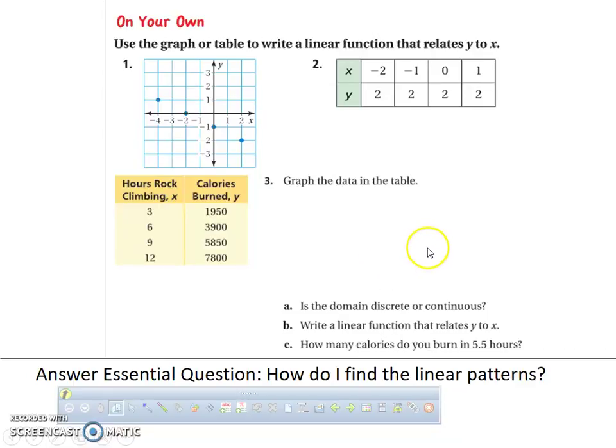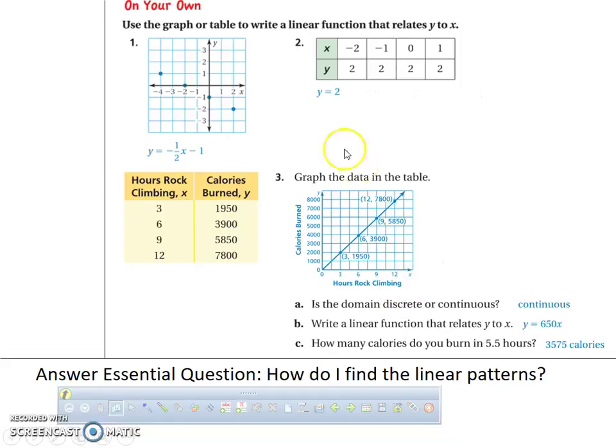All right, here we go. Y equals 2, the output was always 2. Y equals negative down 1 over 2. Negative 1 is your intercept.